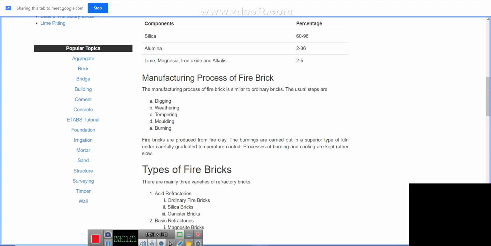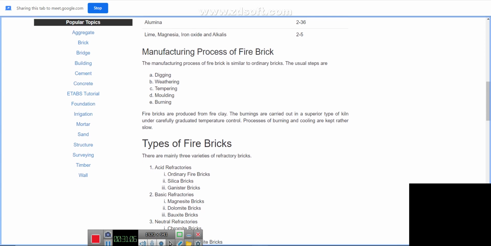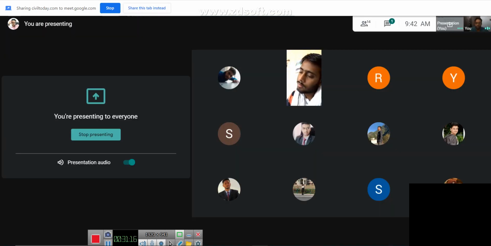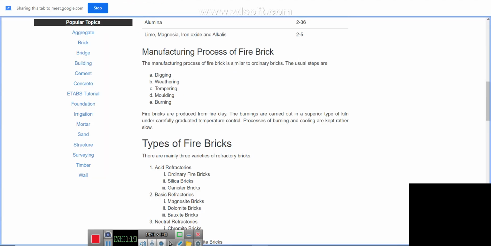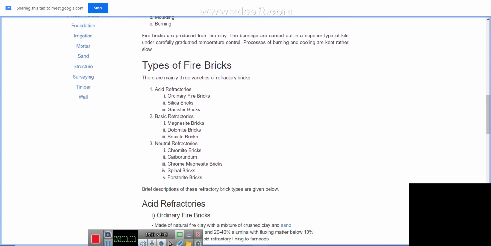Okay, so you remember all these things. Fine. Now there are different types of fire brick. There are some acid refractories or acid fire brick. Silica brick is an example. You just need to remember at least one example. The nature will be acidic, and an example of acidic fire brick is silica brick. An example of basic fire brick will be magnesite brick, dolomite brick, bauxite bricks. And in some cases there will be neutral fire brick. An example is chromite brick. One example is enough.